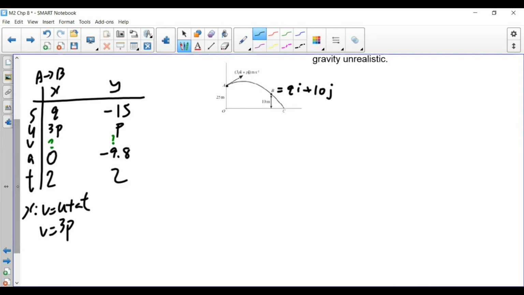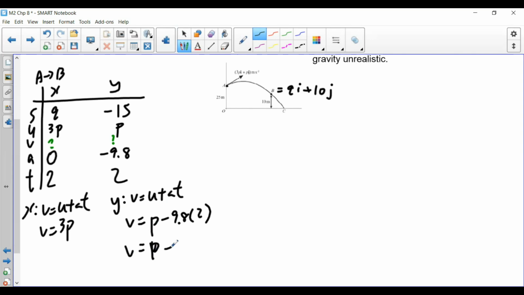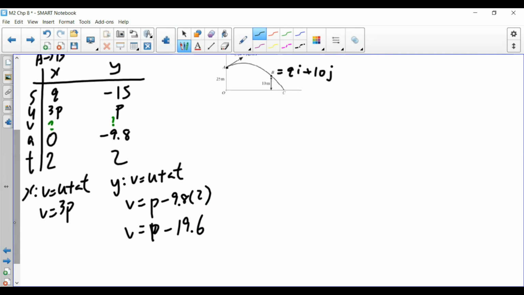For Y, I use V equals U plus AT again. So V is unknown, U is P, A is minus 9.8 times 2. So V equals P minus 19.6. Then you realize I need to find the value of P. So how do I find that?